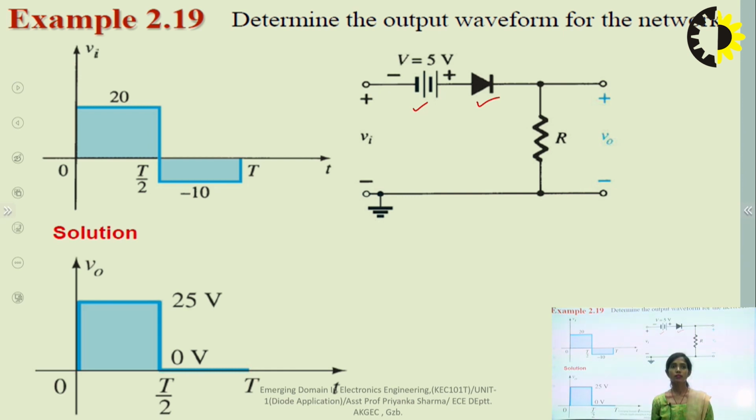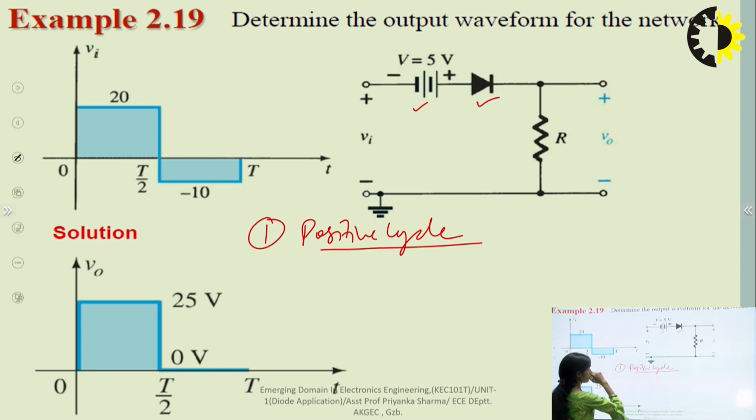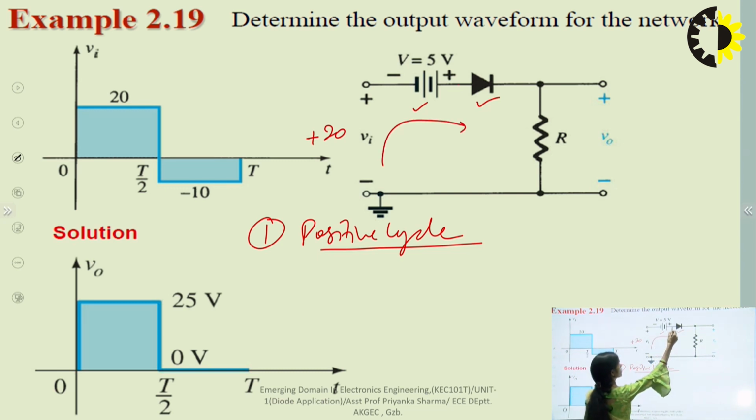For the positive cycle, we are first going to analyze it. For the positive cycle, we have input at this diode circuit of 20 volt. Now we are giving 20 volt, this is plus 20 volt. Now for analyzing this type of circuit, we have to calculate the effective voltage before the diode. Let us say this is V1.